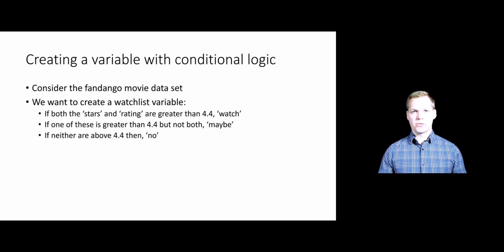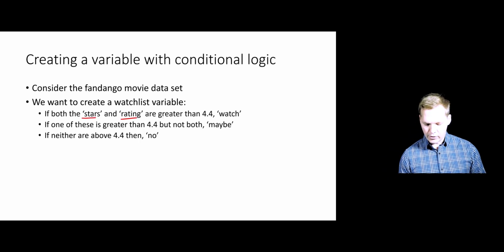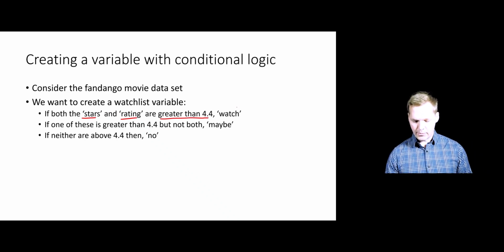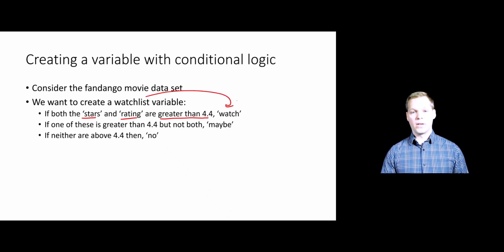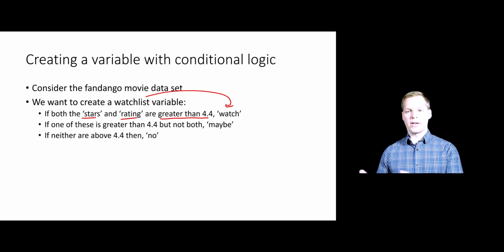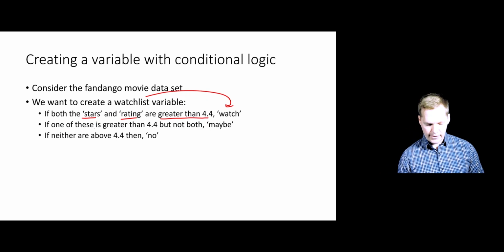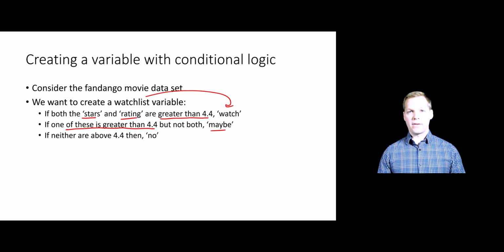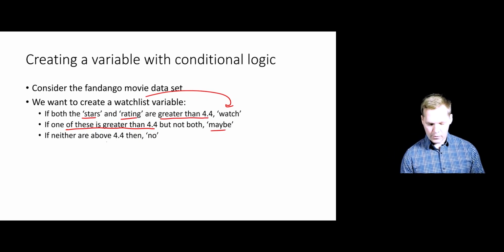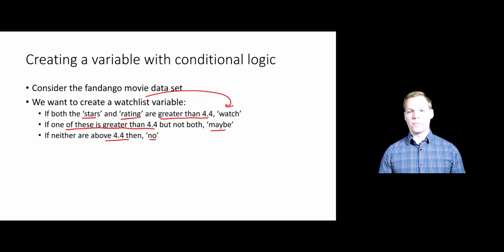And so here's the conditional logic written out in words for how we might try to create this variable. Well, if both stars and rating are greater than 4.4, I want to set my watch list variable to watch. Else, if that's not true, so if both of those are not greater than 4.4, I want to consider if one of these is greater than 4.4, set it to maybe. And then if none of those are true above, then I want to set that value to no. So if everybody likes the movie, both the critics and the reviewers, then I'm going to set that to watch. If at least one of them likes it more than 4.4, I'm going to set it to maybe. And if neither of them think it's good, I'm going to set it to no.